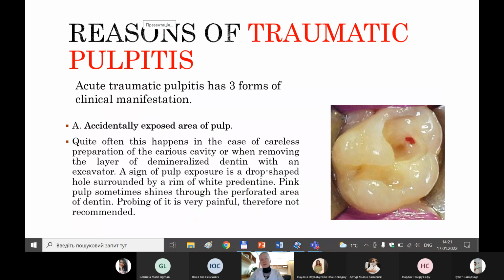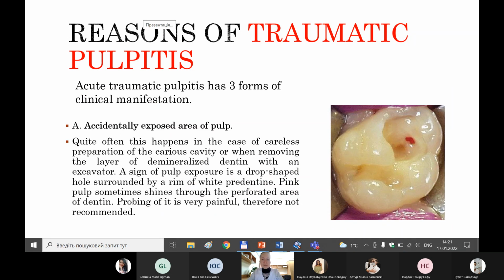I will not stop on these differential diagnosis diseases because we have discussed them before. And I'm moving to another disease. It is traumatic pulpitis. So acute traumatic pulpitis could be due to few reasons, and they are as follows. First of all, accidental exposure of pulp.